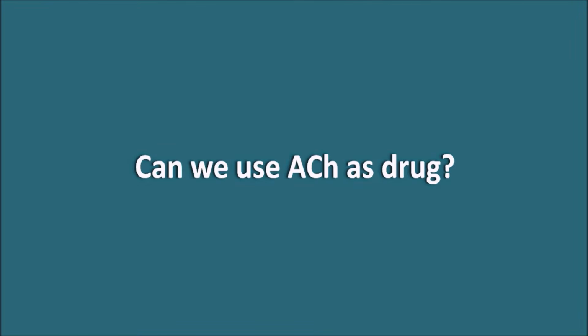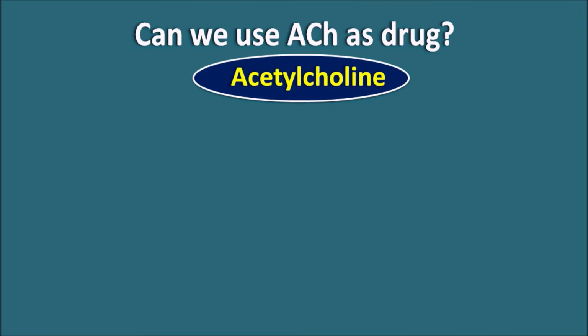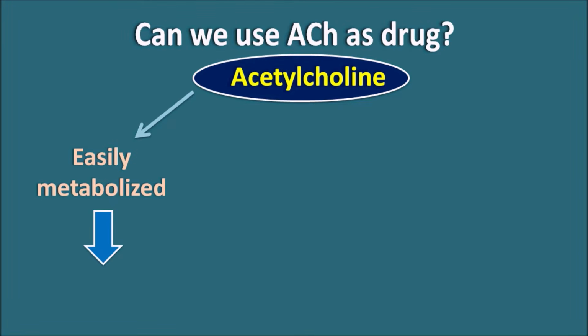Before going to that, we know that acetylcholine acts as one of the important mediators in the cholinergic system. So one question is, can we use acetylcholine as a drug? Acetylcholine has a few limitations to be used as a drug in our physiological system. One important limitation is that the drug is easily metabolized. Acetylcholine has an ester functionality, and this can be easily metabolized by a few esterases. Particularly within the plasma, we have plasma choline esterases which will cleave acetylcholine into acetate and choline.